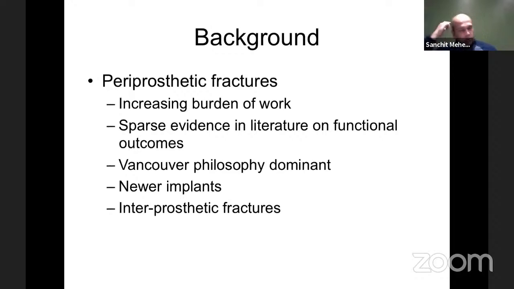But most of the studies talk about the older implants. The plating systems and things like that are a lot older. With the newer locking plates, sometimes you think that it might be more amenable to fixation rather than revision.